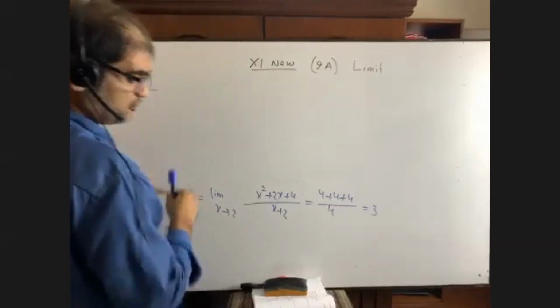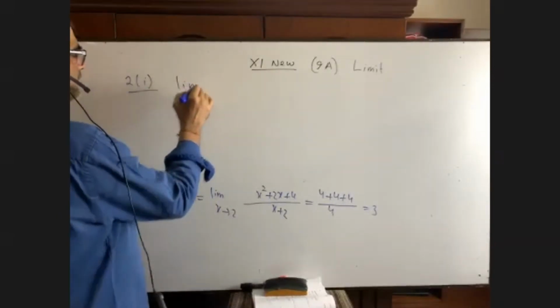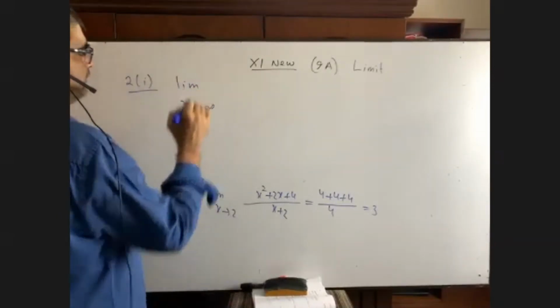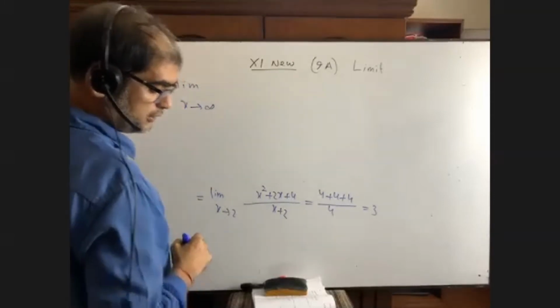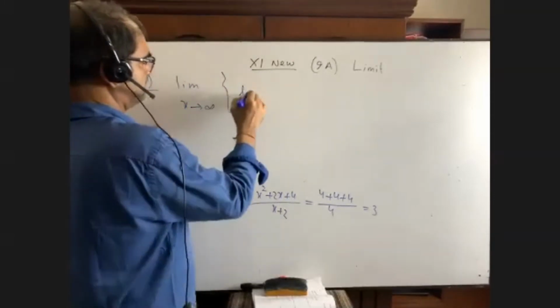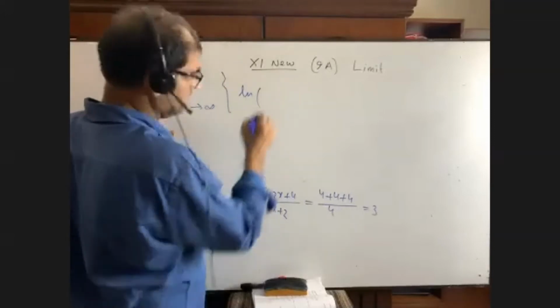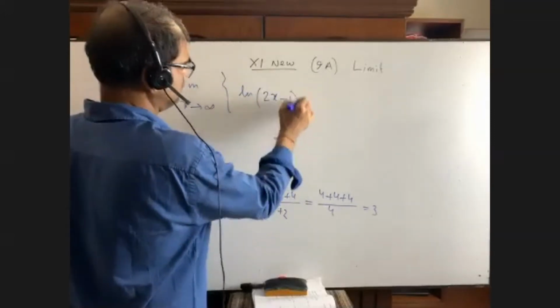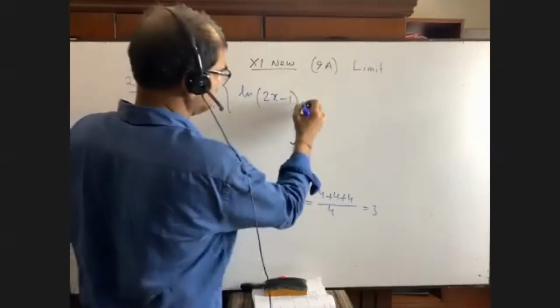Question number 2.1. Limit x tends to infinity of ln(2x minus 1) minus ln.